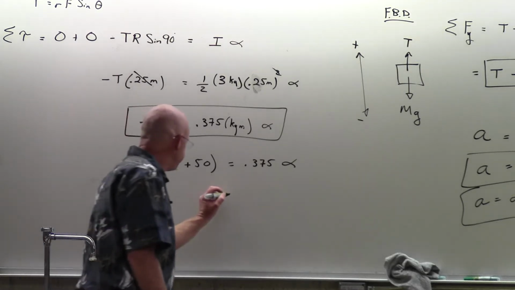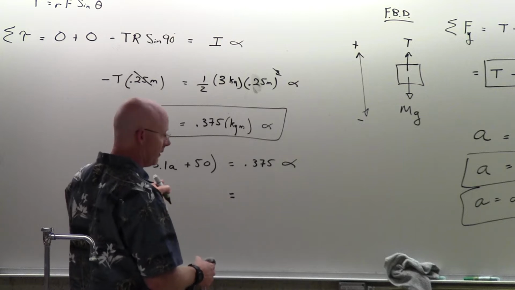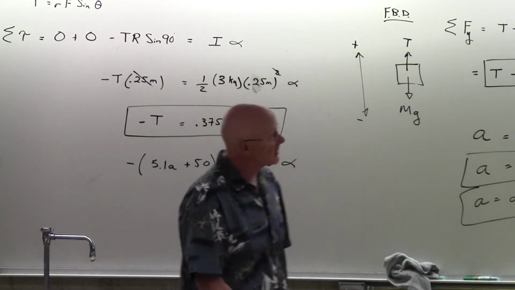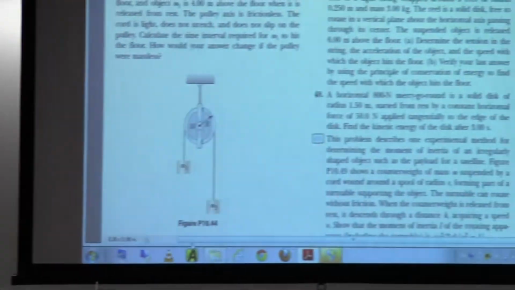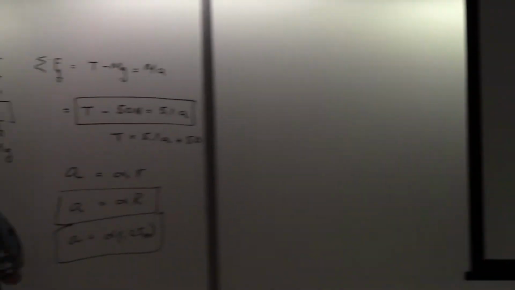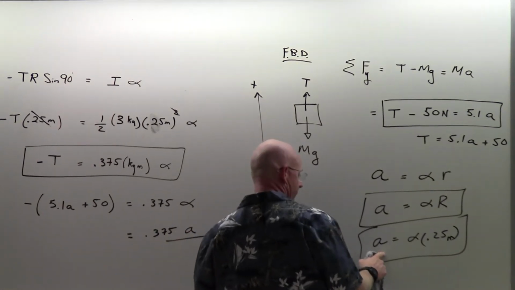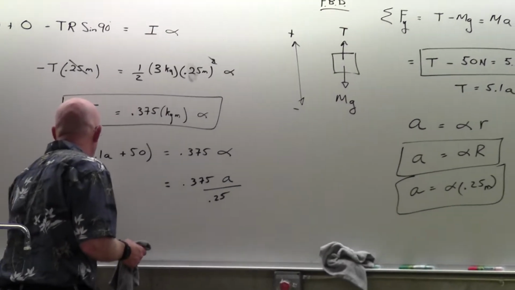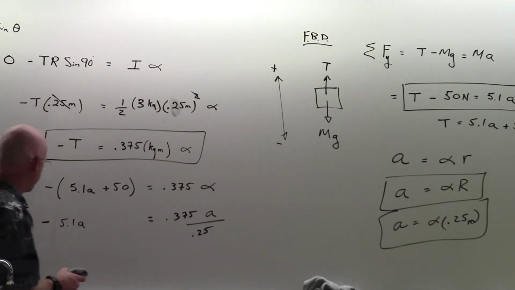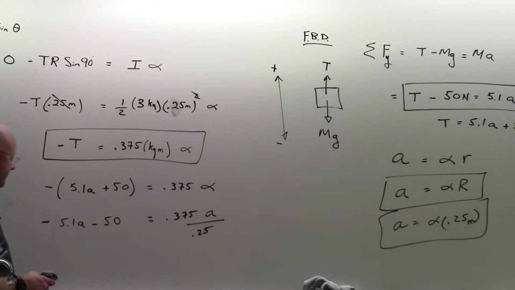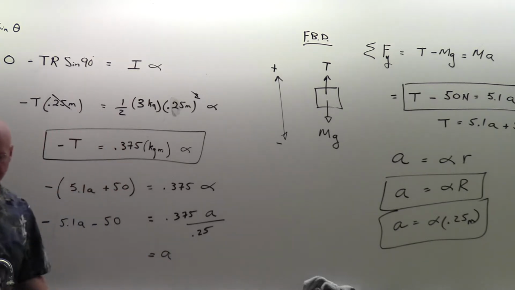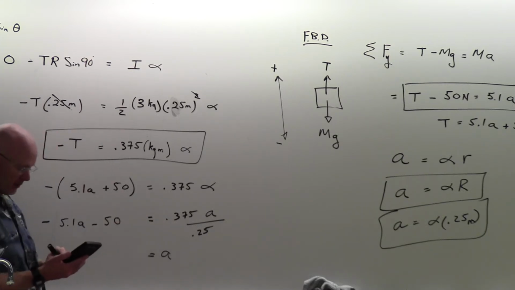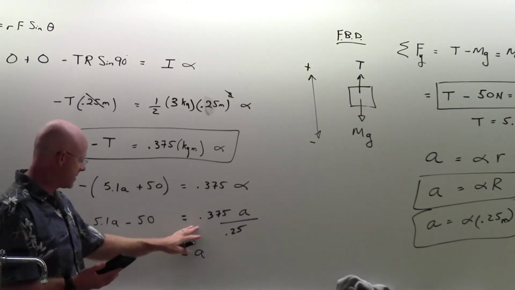And then I can come over and either substitute alpha or substitute A. Since they don't really ask for alpha, do they? Yeah, let me then substitute for my alpha. And so this is A over 0.25. And so there's my negative 5.1A. In fact, let me do the distributive property as long as I'm here. Minus 50. And now I can solve for one of these, which would be my A. Let's see, why don't I just take that number, 0.375 divided by 0.25, that's 1.5.